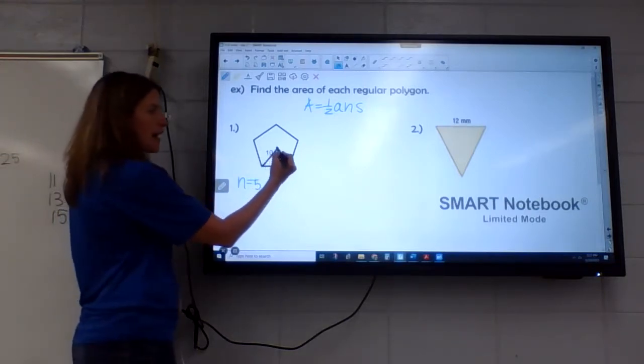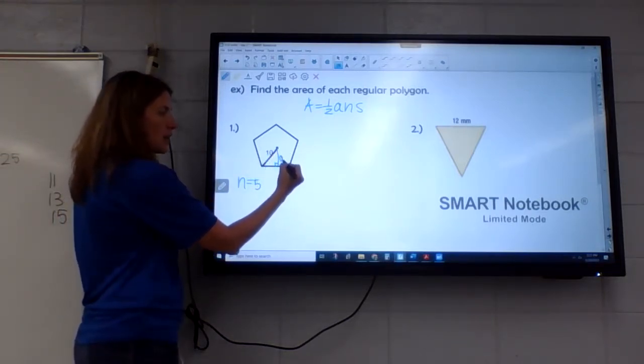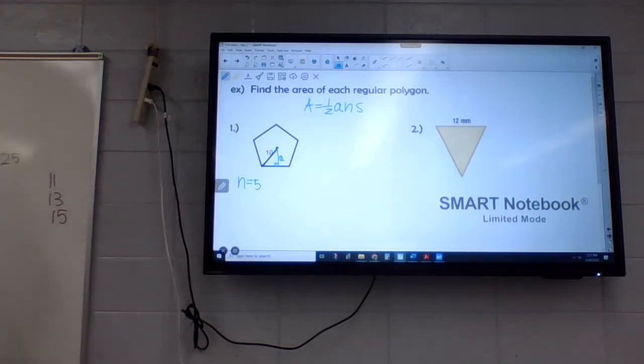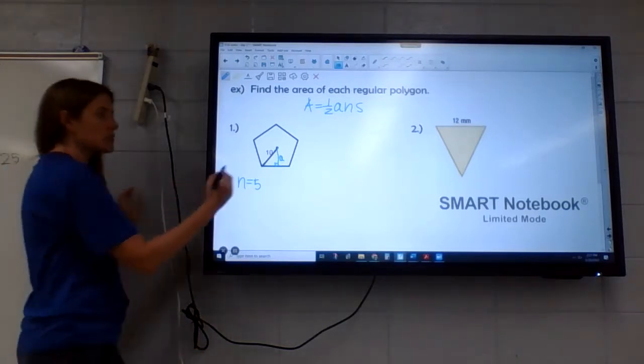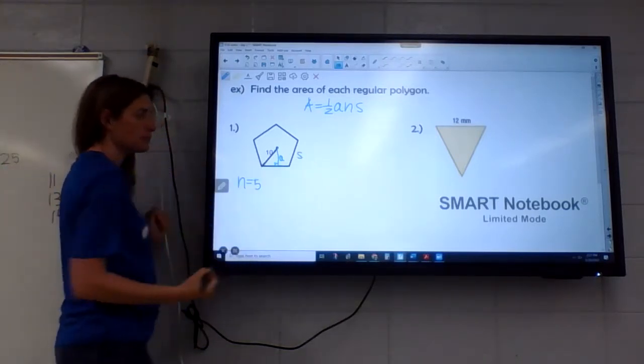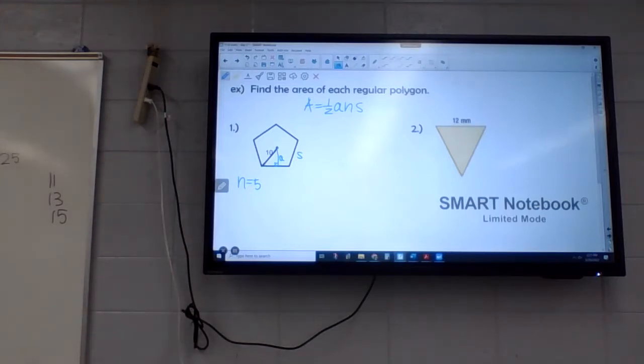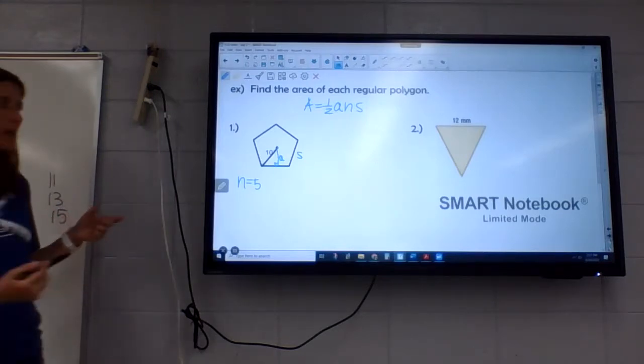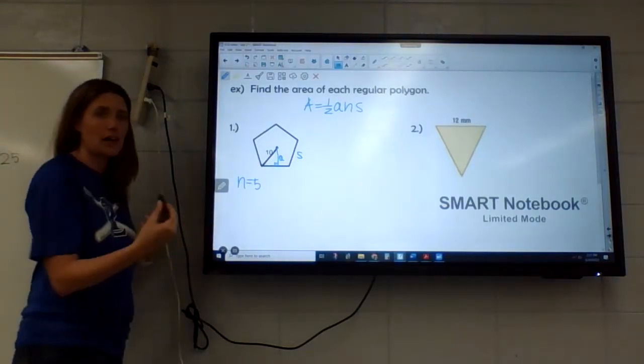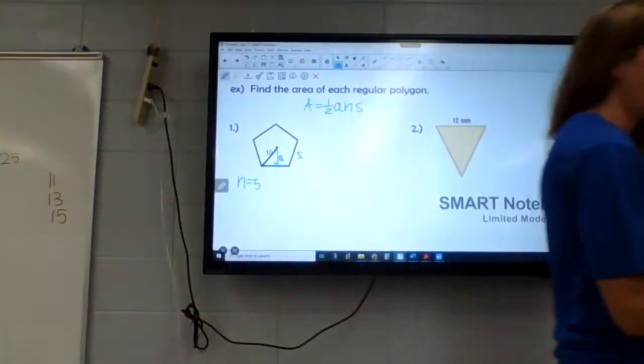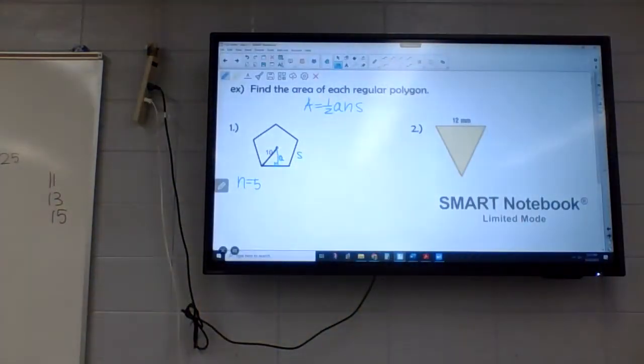But I need to find a, which is that vertical height from the center to the edge. I also need to find s, which is the side length. I don't know either of those. Yesterday we were able to use the Pythagorean theorem, but I don't know two of the sides of our right triangle. I only know one. So when I only know one, I have to use SOHCAHTOA, but I need an angle for that.